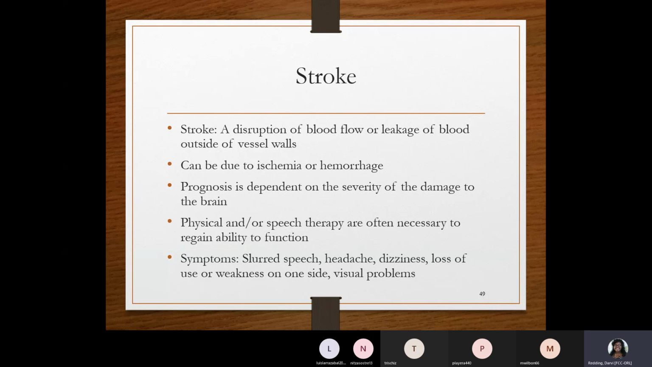Now, some symptoms of a person who's had a stroke would be slurred speech, headache, dizziness, loss of use or weakness on one side, and then the person can also have some visual problems.